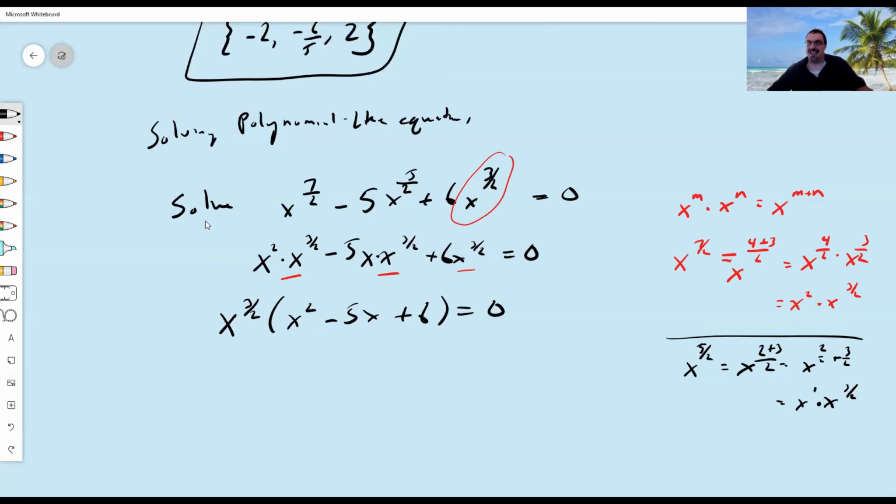Factors of plus 6 that add to minus 5, well, that's going to be 2 and 3. x minus 3, x minus 2 equals 0. Completely factored, set everybody equal to 0.